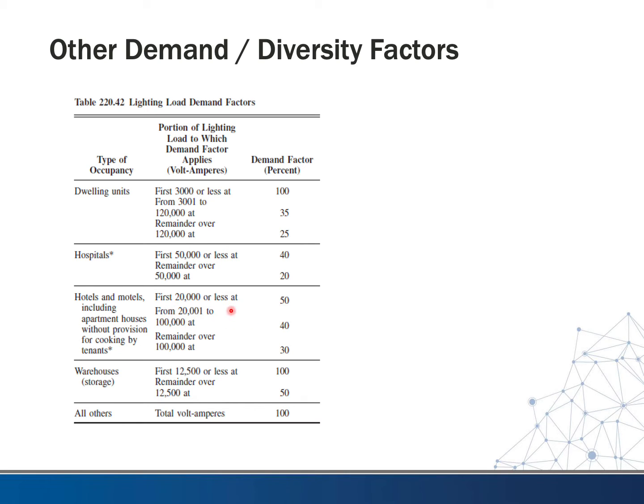So the first 20,000 or less, we can diversify at 50%, because even the ones they are booking, they're not always booked out at 100%. And then from 20 to 100, 40%, and if you get over 100,000, that's a pretty big hotel. You're diversifying that down quite a bit. Same thing with hospitals. As the load goes up, you can diversify the general lighting load here.